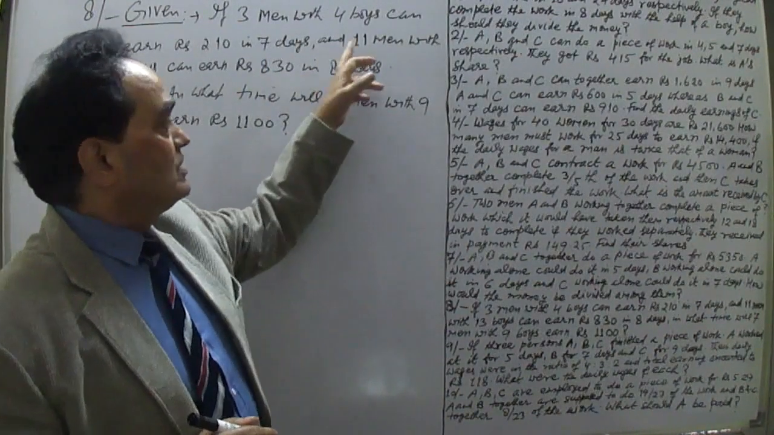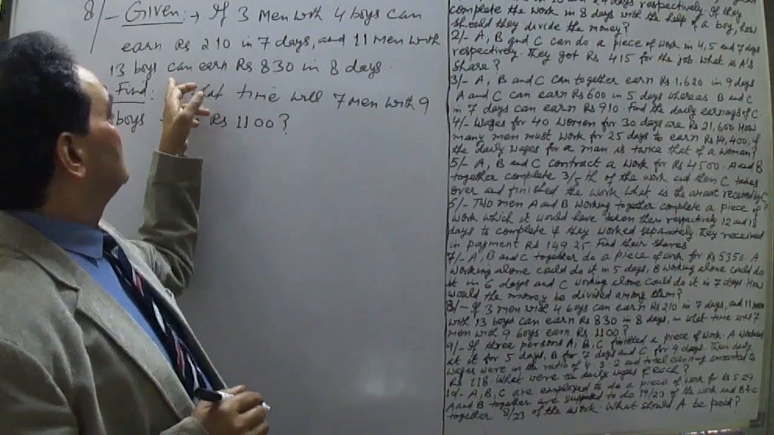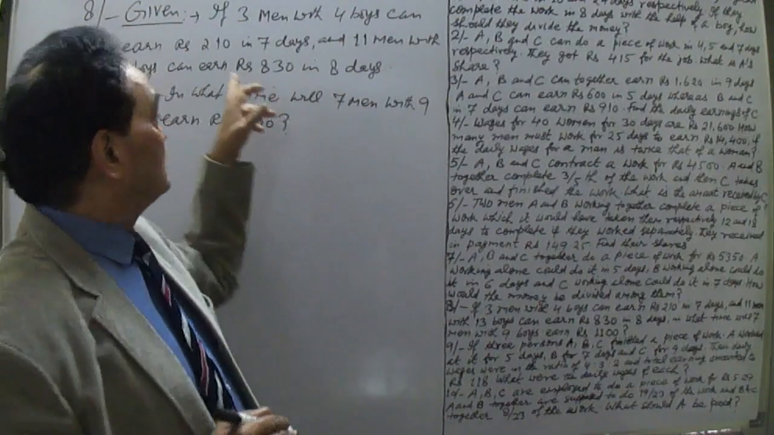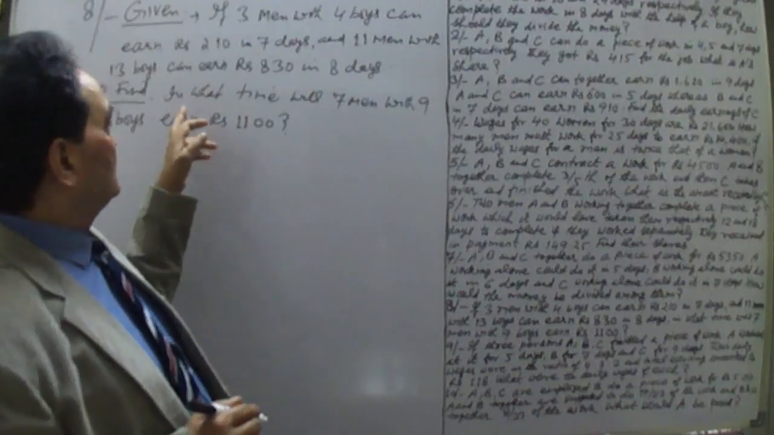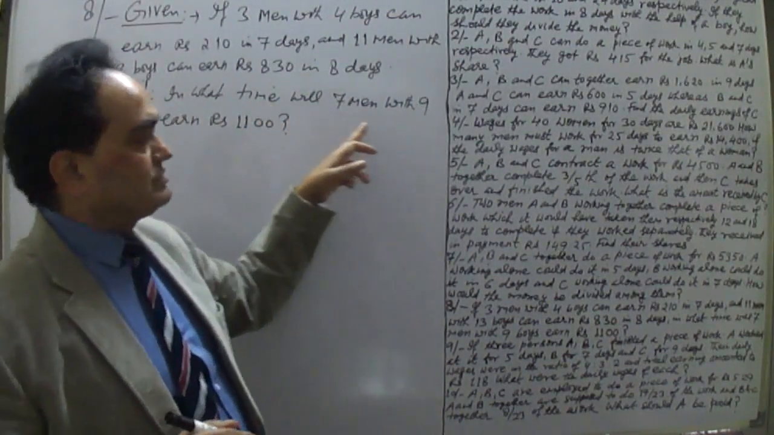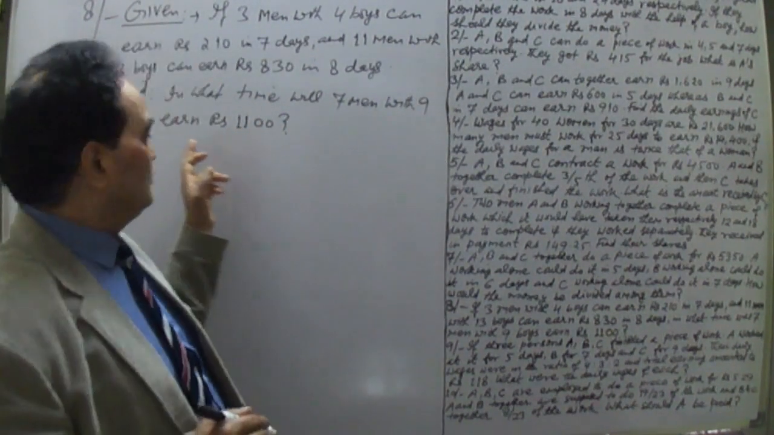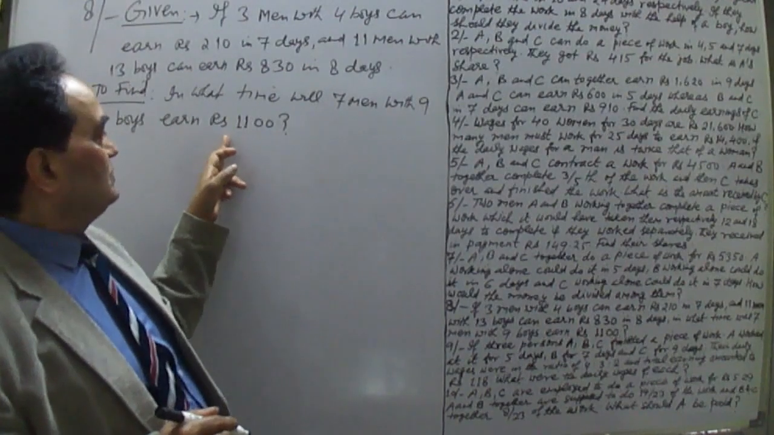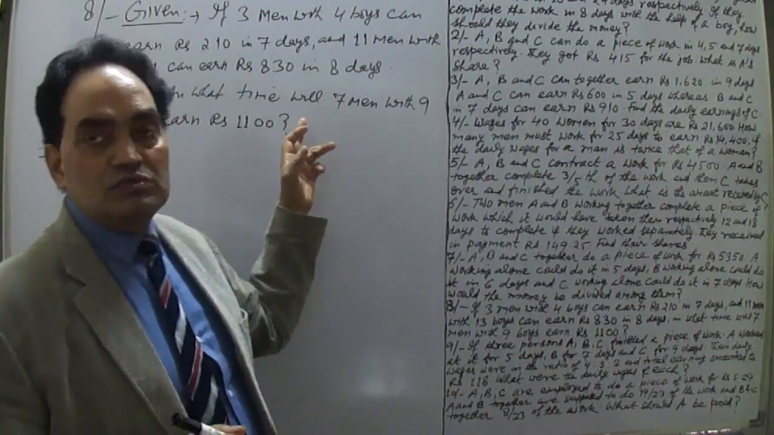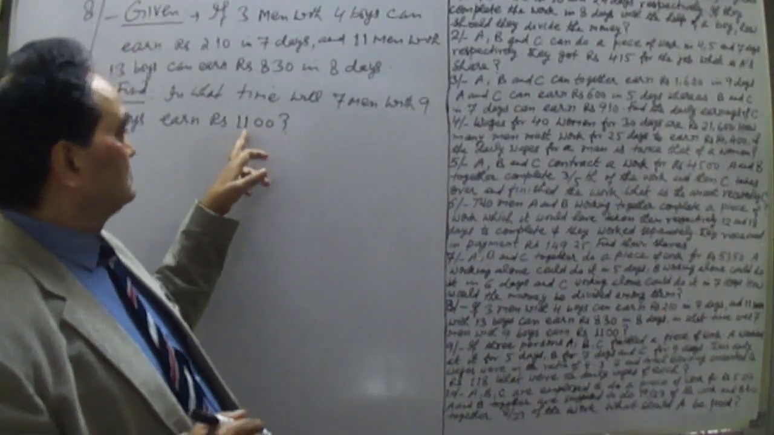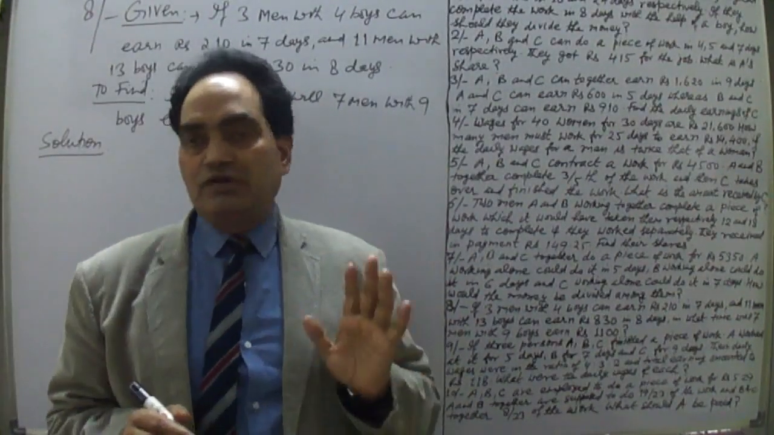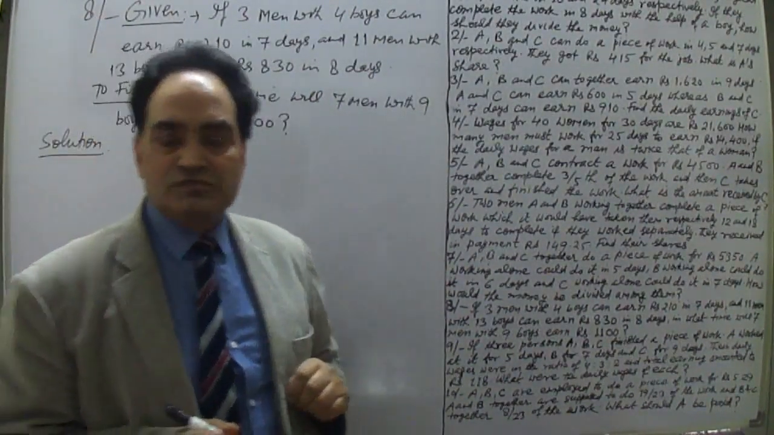and 11 men with 13 boys can earn rupees 830 in 8 days, then in what time will 7 men with 9 boys earn rupees 1100? This we have to find out. Let me take the solution.